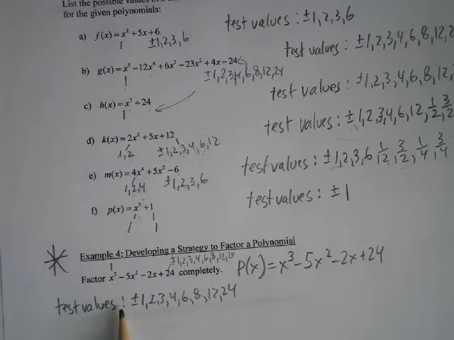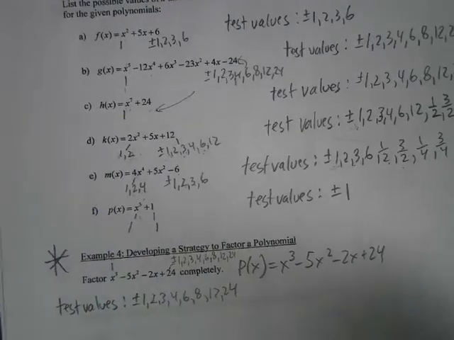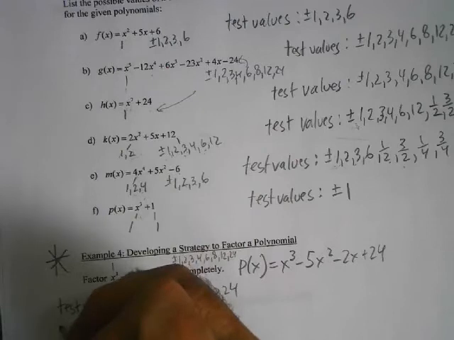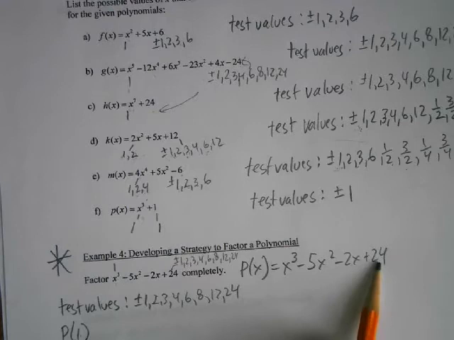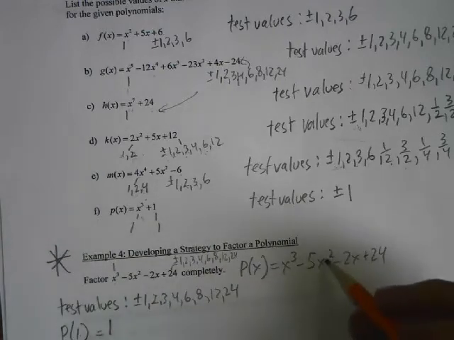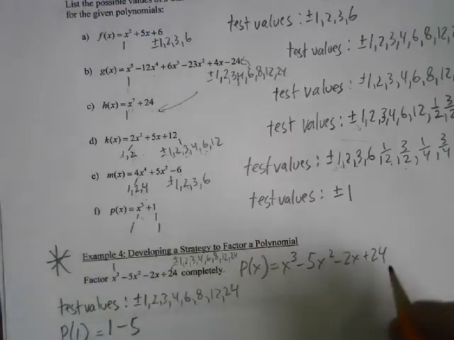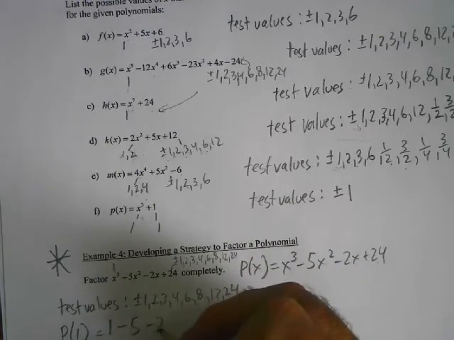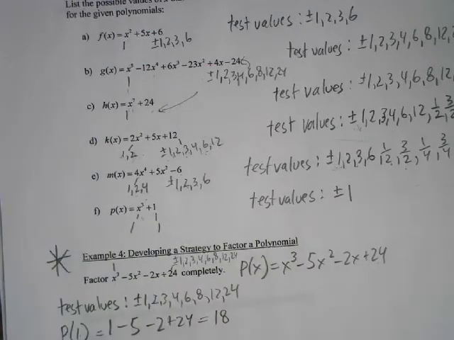Like I've said a couple of times already, we're always going to start with plus or minus 1 and hope it works. It's not a guarantee. So the first thing I'm going to try is p of 1. So it's basically plugging in 1 into here. Okay, and when I do that, that's going to be 1 cubed is 1. Negative 5 times 1 squared is negative 5. Negative 2 times 1, and then plus 24. Well, that's equal to 18. So what does that mean? That means that this doesn't give you a 0 or a factor, so we keep going.